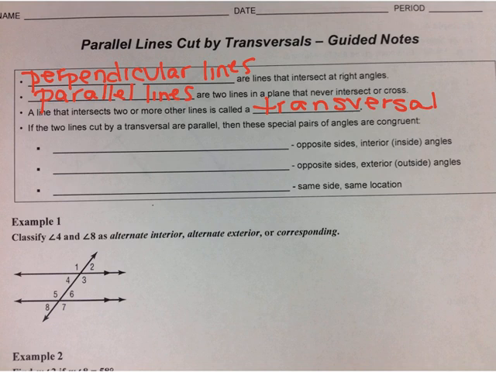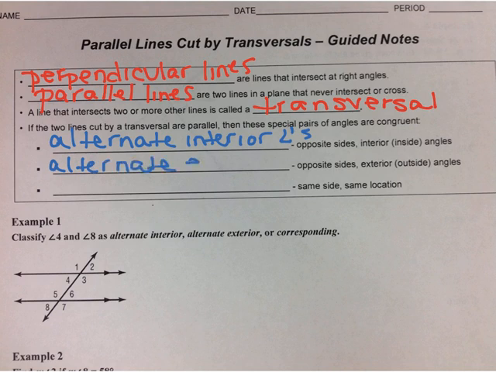Alright, next we have if two lines cut by a transversal are parallel, then these special pairs of angles are congruent. The first one we're going to talk about is alternate interior angles. So we have alternate interior angles. Alright, the next one is going to be alternate exterior angles. And last, we're going to talk about corresponding angles.